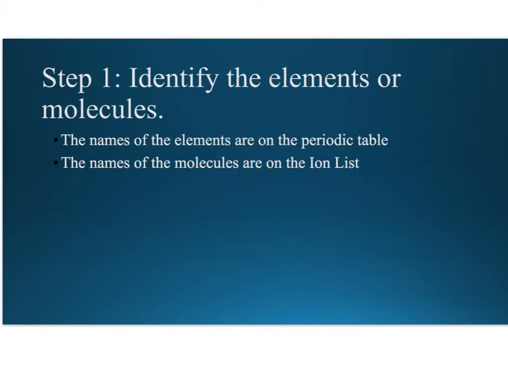So step number 1 in naming an ionic molecule. First, we have to identify the elements or the molecules making up the ionic compound. So the names of the elements can be found on the periodic table, or the names of the molecules are on your ion list. And you guys remember how to use the ion list. Positive was on top, negative was on bottom. And that ion list is really going to be your cheat sheet for everything that we have to do here to name ionic compounds.